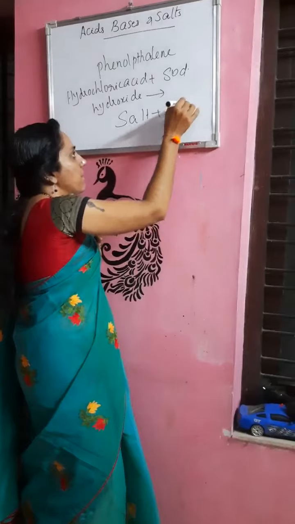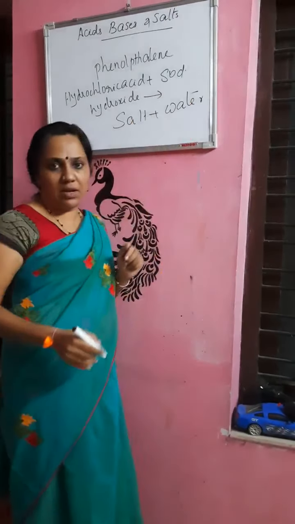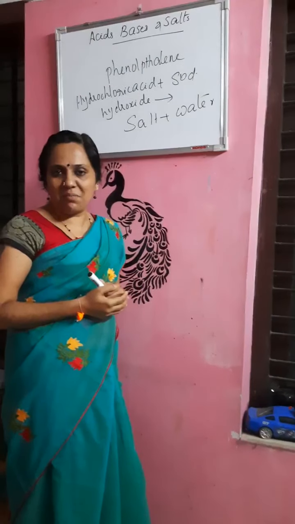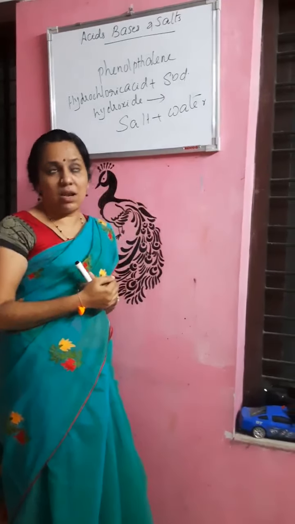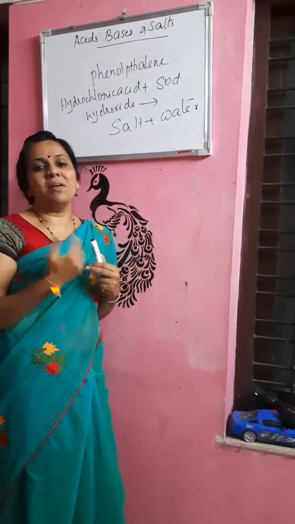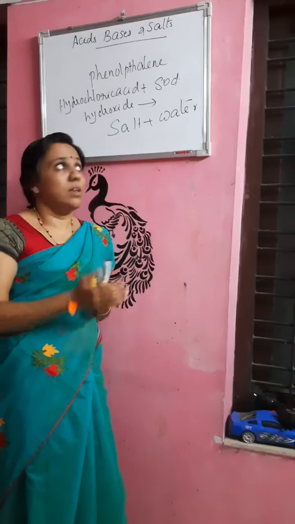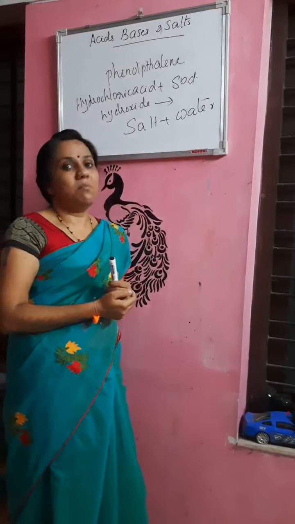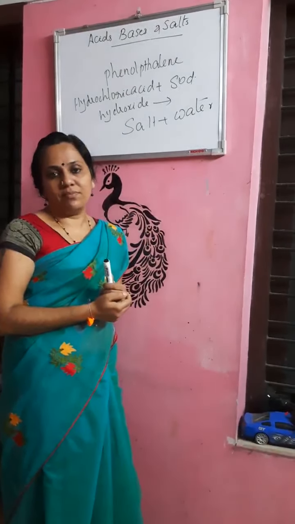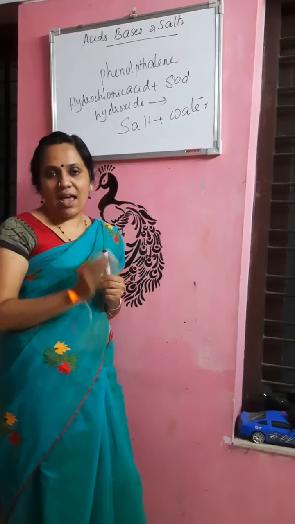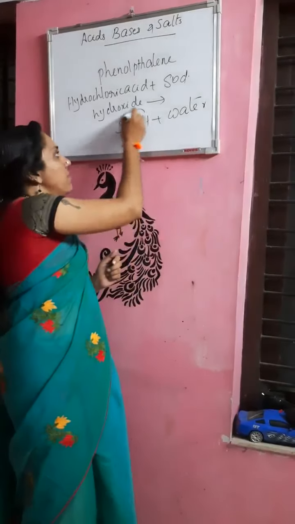So, salt is neutral, depending upon the power of this acid and base. Salt can be acidic, basic and neutral. In this case, this is neutral because hydrochloric acid is a strong acid, sodium hydroxide is a strong base. When they mix together, we will be getting neutral salt. Salt, NaCl or sodium chloride plus water. So, this is an example for a neutralization reaction. Acid plus base give salt plus water.